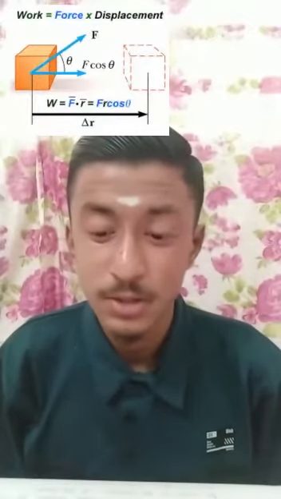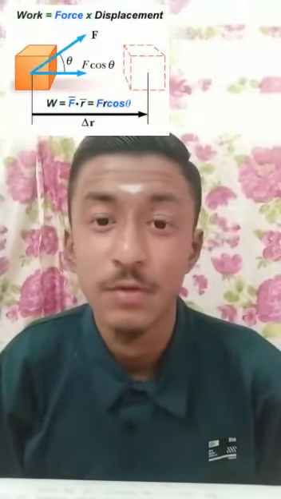Okay guys, today I want to present about work. The work done, W, is defined as the product of the force and the distance moved in the direction of the force. The unit is Newton meter, Nm, and the joule, J. Work is done when a force causes an object to move in the direction of the force. Work is a scalar quantity.